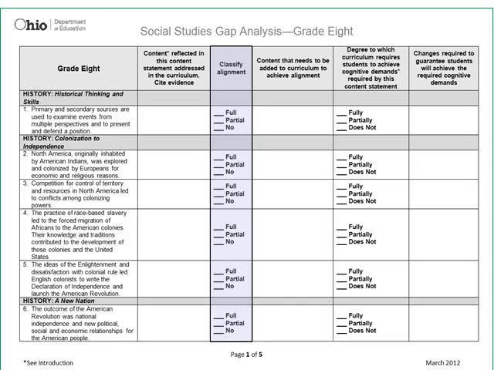Now, if you checked partial or no alignment, identify the content that needs to be added to your curriculum to achieve alignment. Next, determine the degree to which your curriculum requires students to achieve the cognitive demand that is required by this content statement. By cognitive demand, we are referring to the type of thinking, level, depth, or complexity of thought students are expected to engage in when completing a task. These are found in the expectations for learning associated with each content statement. Finally, determine what changes are required to guarantee that your students will achieve the required cognitive demands.